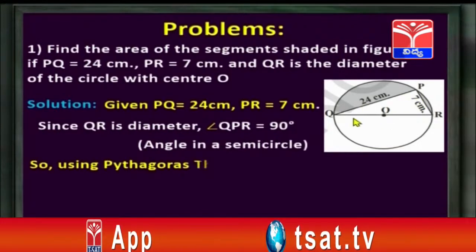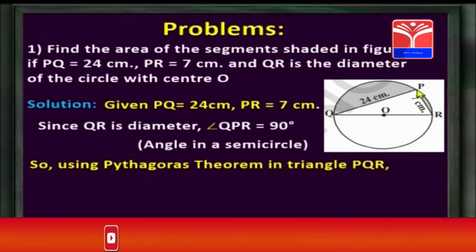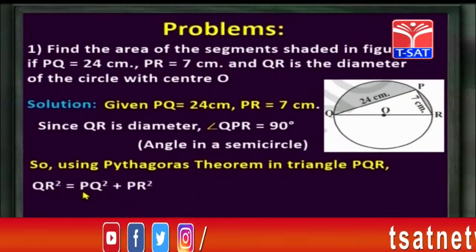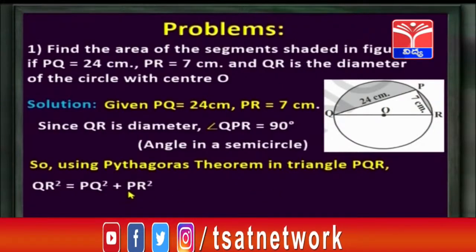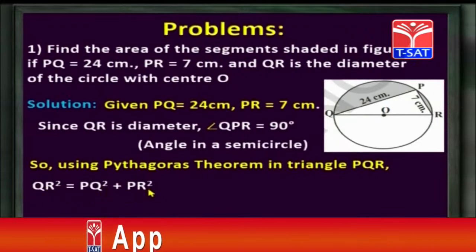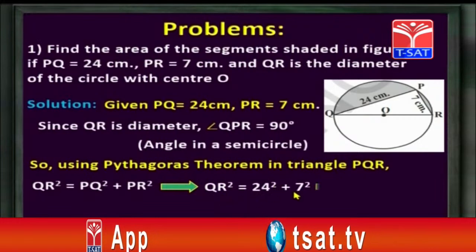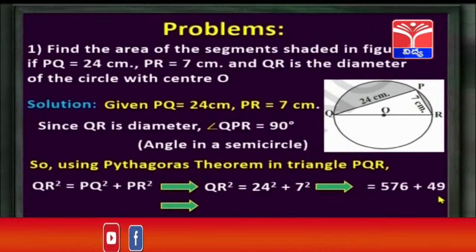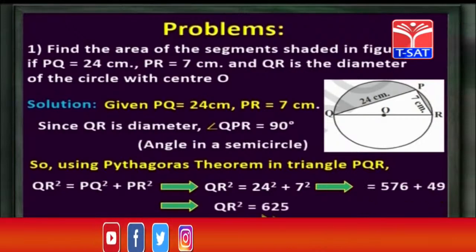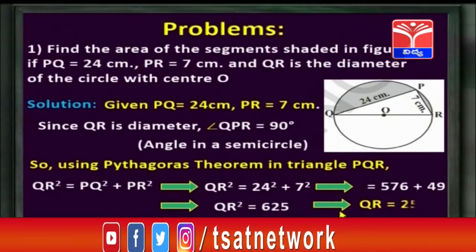So now we will find out using Pythagoras theorem in the triangle PQR, QR square is equal to PQ square plus PR square. QR square is equal to 24 square plus 7 square. This is 24 and this is 7. 576 plus 49, which we can find as QR square is equal to 625 and QR is equal to 25.